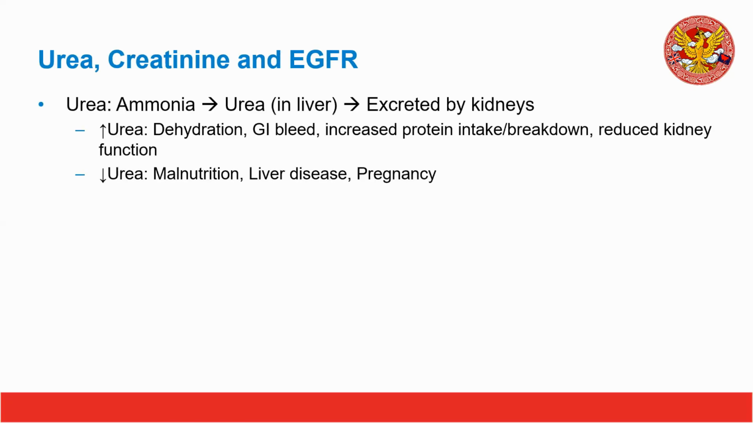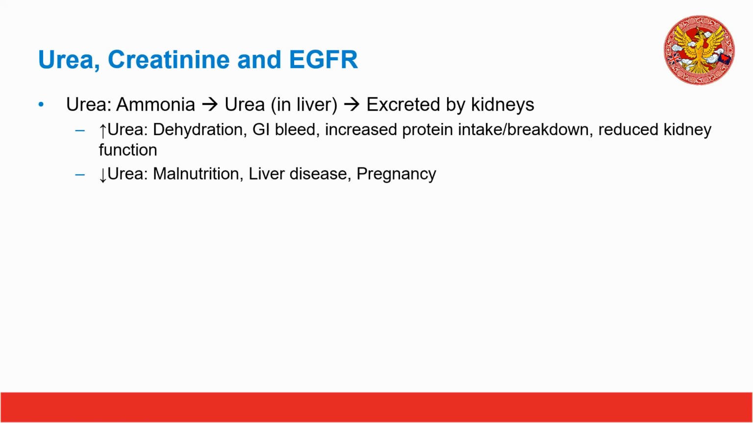Okay, so the next thing we're going to look at is your urea, creatinine, and the eGFR, the glomerular filtration rate. So urea, generally your ammonia is converted to your urea in the liver. Ammonia is a sort of waste product of the breakdown of amino acids, and is converted into urea in the liver and is excreted by the kidneys.